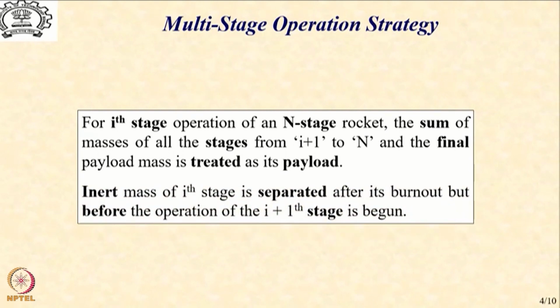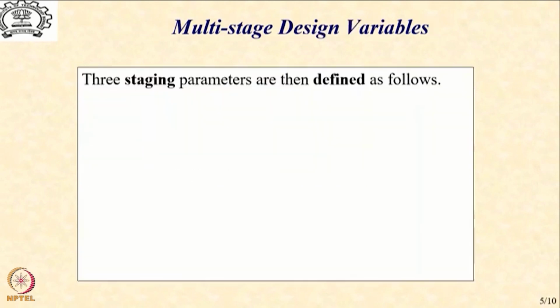And then of course we have already seen that the inert mass of the ith stage is separated after its burnout before we start the (i+1)th stage, and that becomes M02, which is the starting mass for the second stage, for which M03 will become the payload, and this cycle will continue.